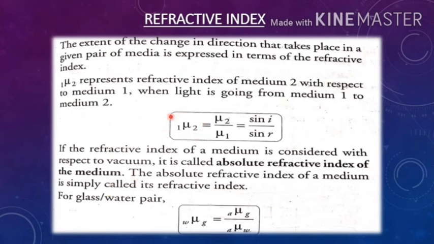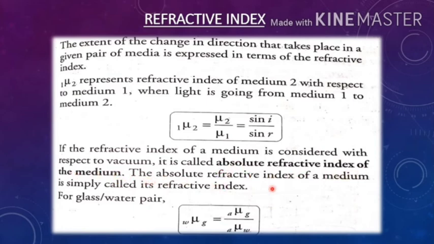The refractive index of medium 2 with respect to medium 1 is equal to the refractive index of medium 2 divided by the refractive index of medium 1, that is equal to sin i by sin r. If the refractive index of a medium is considered with respect to vacuum, it is called the absolute refractive index of the medium.